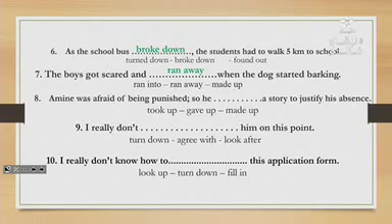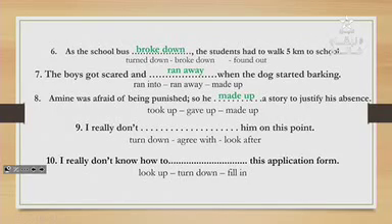Number 8, Amin was afraid of being punished, so he made up a story to justify his absence. Here, to make something up is to invent a story to justify something that someone has done, in order to hide it from the other person so as not to be punished. In this situation, Amin was afraid of being punished, and that's why he made up a story to justify his absence.